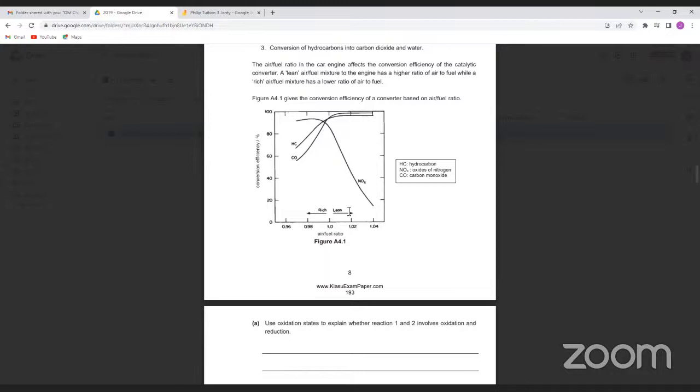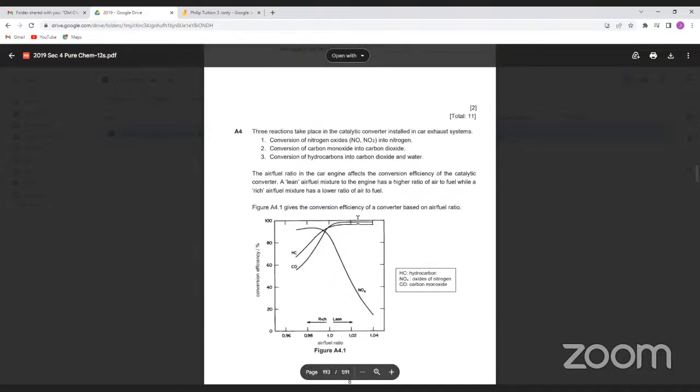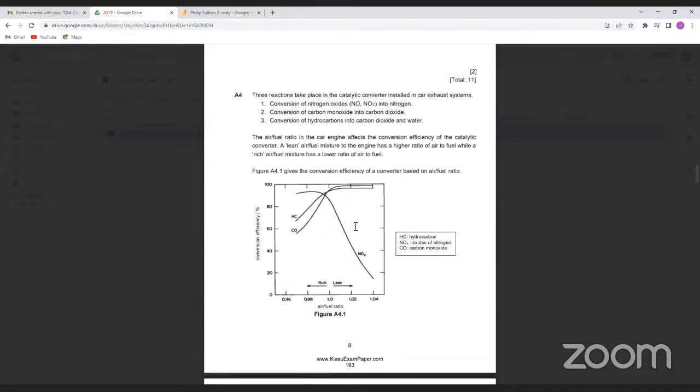Which means something else, which is bad. It's bad in a different way, right? So this is bad for the buildings, because again, acid rain.